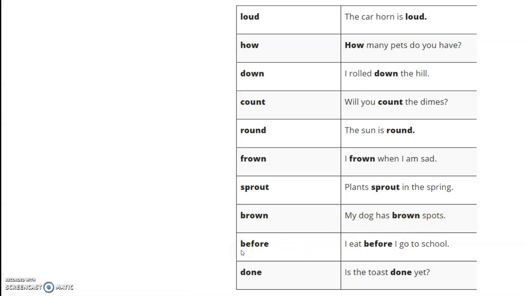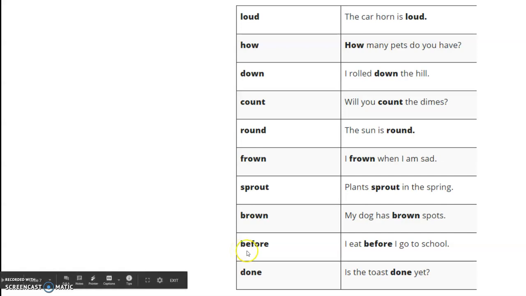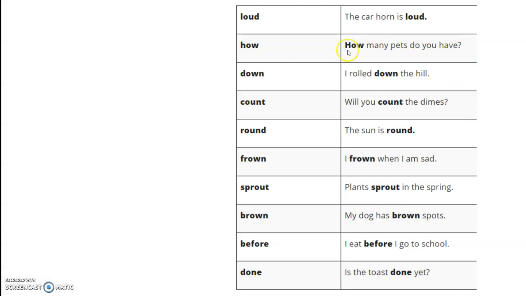Our next word, this is our high frequency word, before. I eat before I go to school. And our last word is done, high frequency word. Is the toast done yet? Oh, question mark on that one. We have three sentences with question marks. So make sure if you're using it for dictation, you practice the capitalization and the punctuation on each of these.